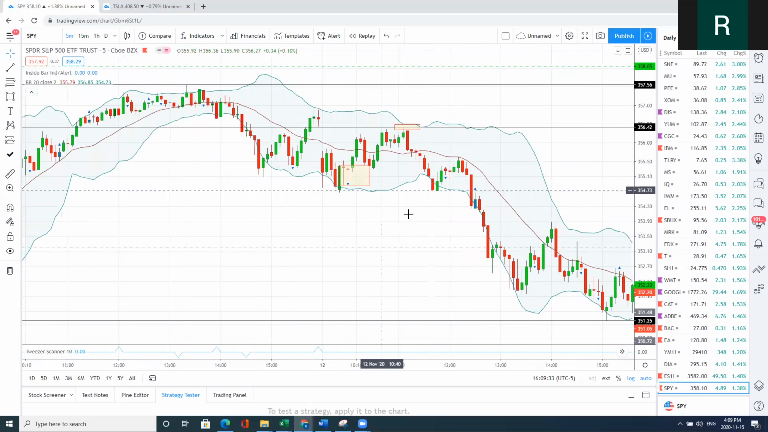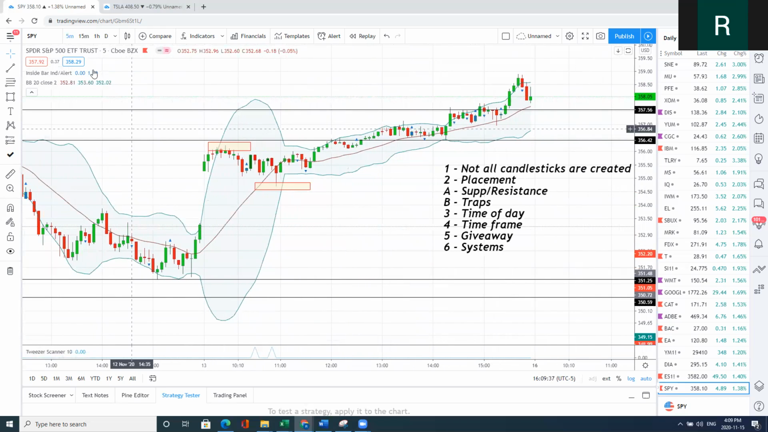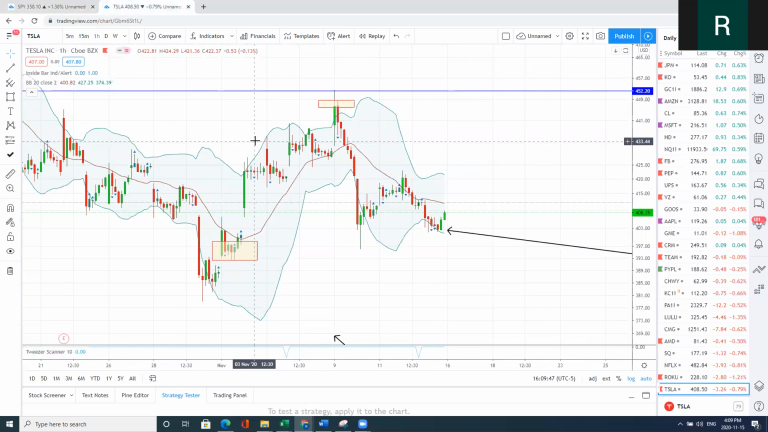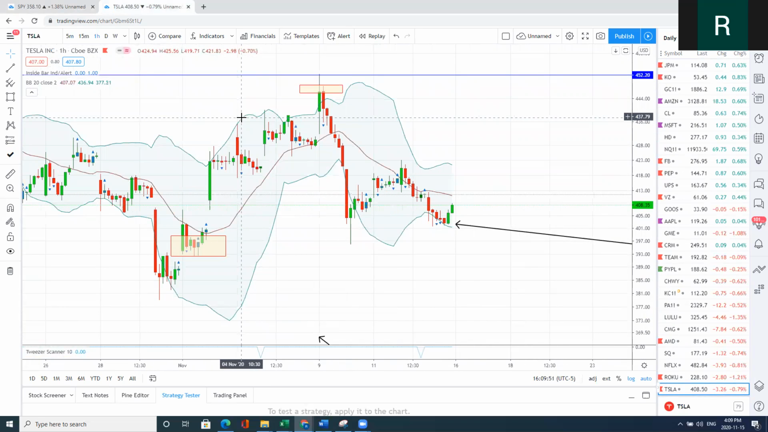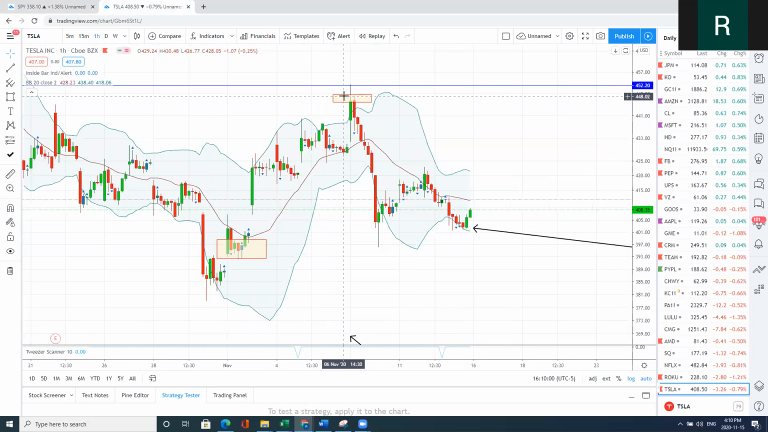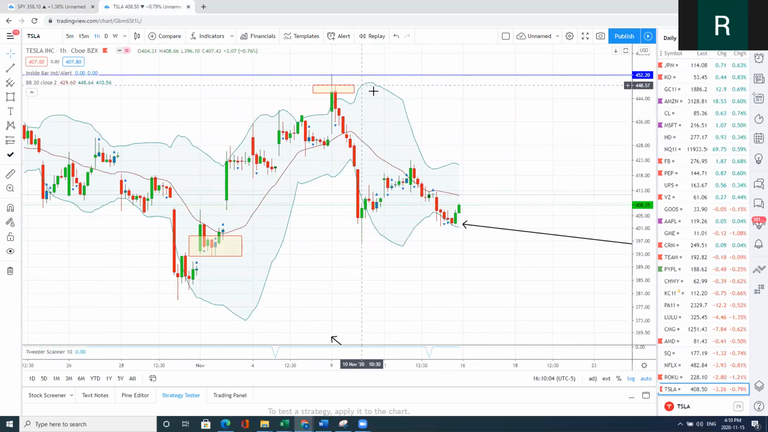Okay, so those are just general rules that I use when analyzing candles. And I'm going to give you guys some more examples. Let's look at Tesla on the hourly chart. On the hourly chart, obviously these candles have a lot more volume than a 5-minute chart. So we have an inside bar here at the top of the Bollinger Band near a previous resistance. Now we have 3 factors lining up for this being a good short.